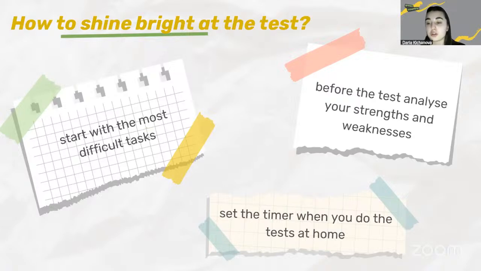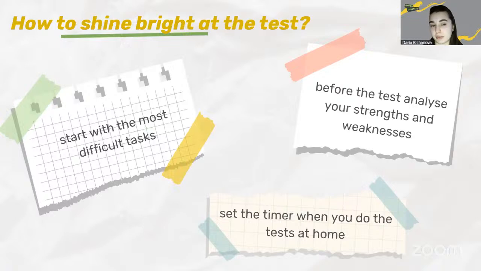If you're good at grammar, maybe you should start with Use of English and the last task. If you're good at reading, take your time to read your texts and to do the tasks quicker, and then give your time to Use of English. So you need to work with it individually. You need to analyze yourself.